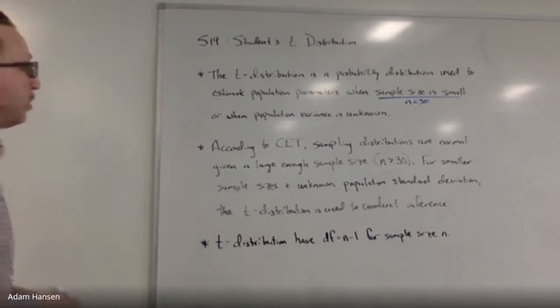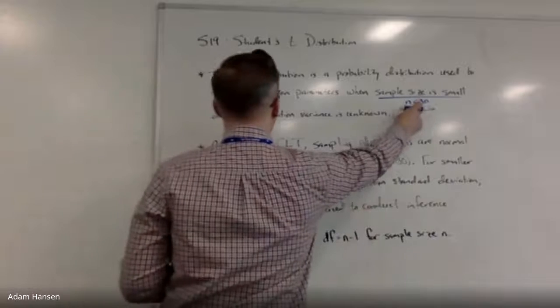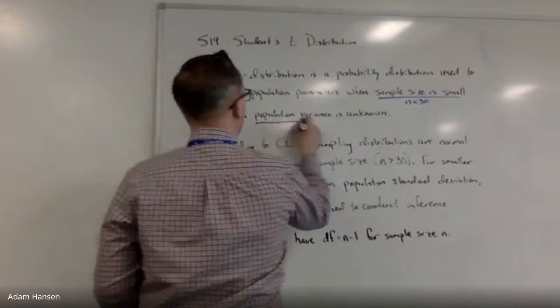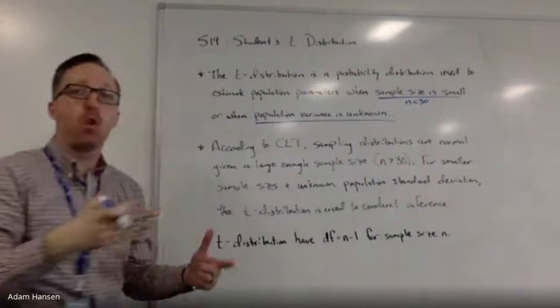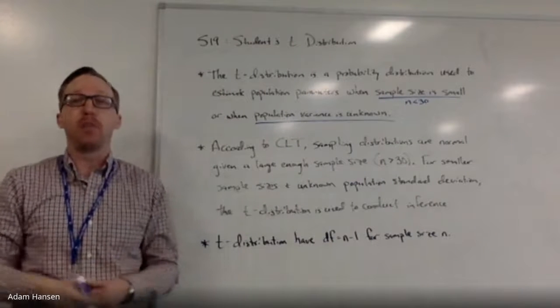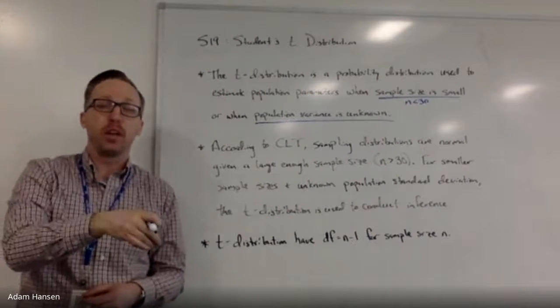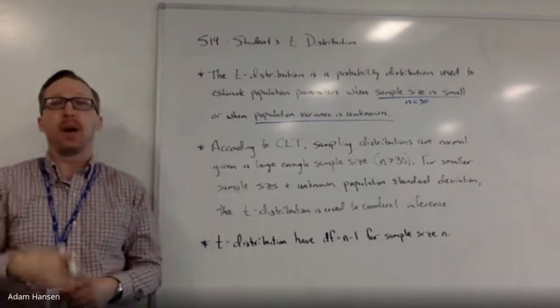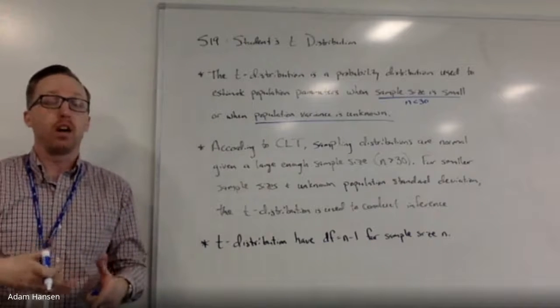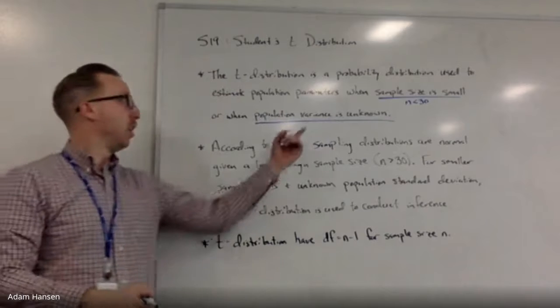We use t-distributions, like I said, when the sample size is small or when the population variance is unknown. I have more error when I don't know the overall population variance, when I'm using the sample variance, the sample standard deviation, to estimate the population variance. More error, more variability, t-distribution.